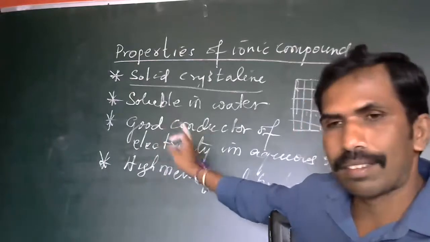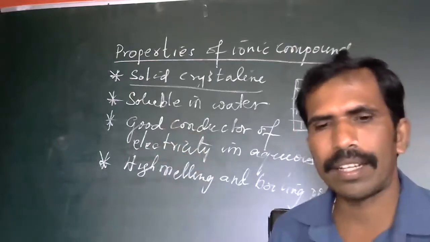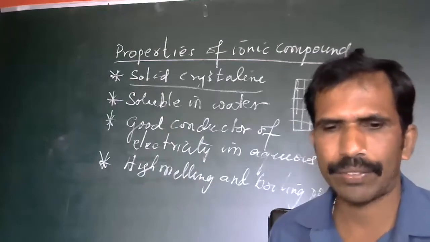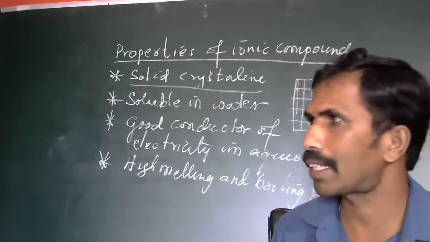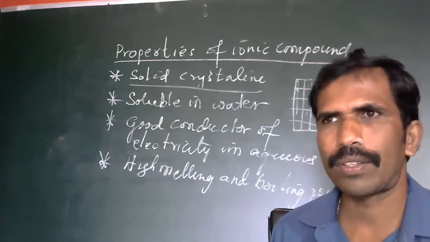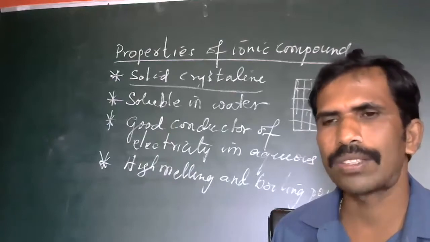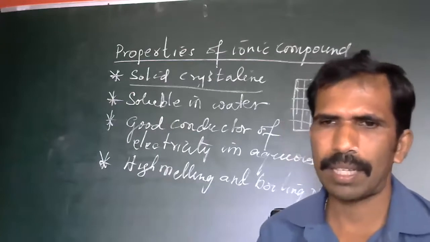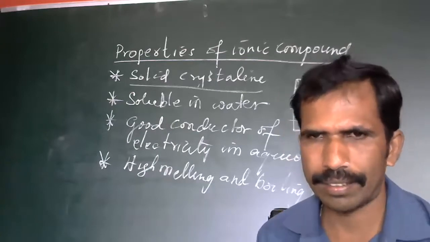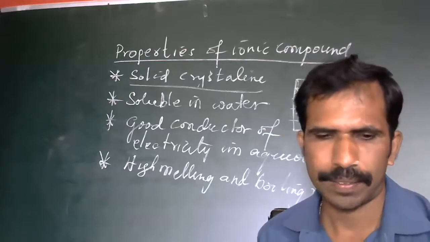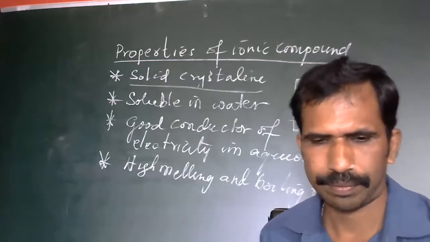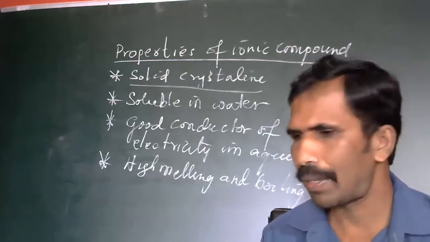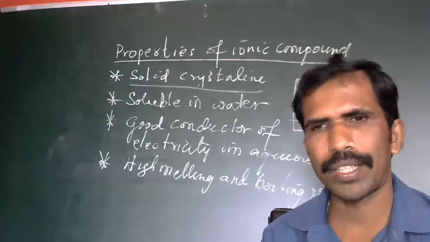Because of that, they are good conductors of electricity. Why are they good conductors? Because ions are formed. Ionization. Because of ionization, they transfer electricity. I hope you are getting my point. When sodium chloride is put into water, sodium and chloride ions are formed.